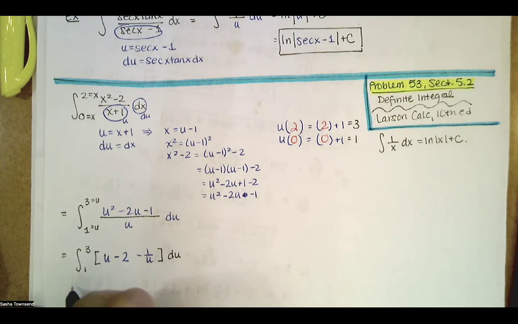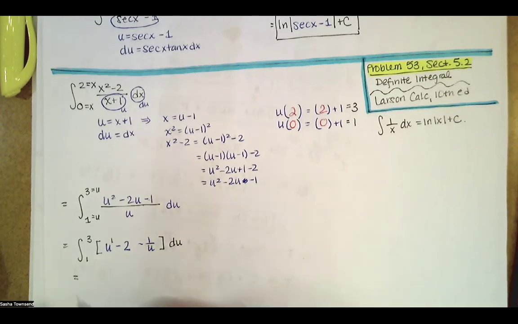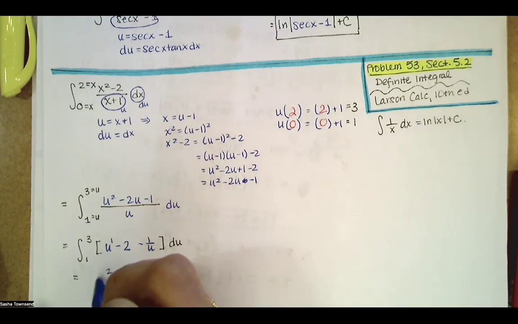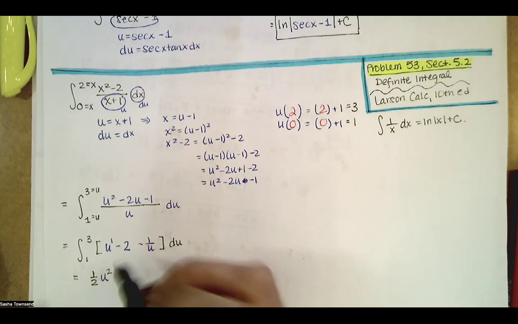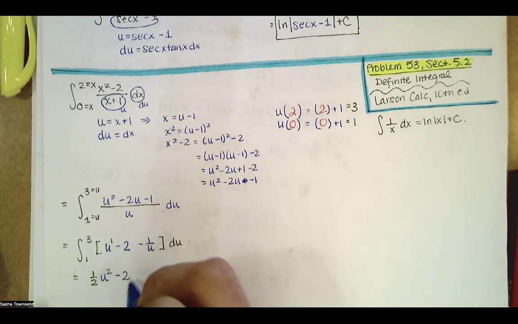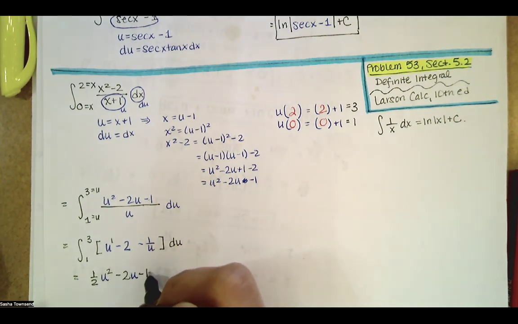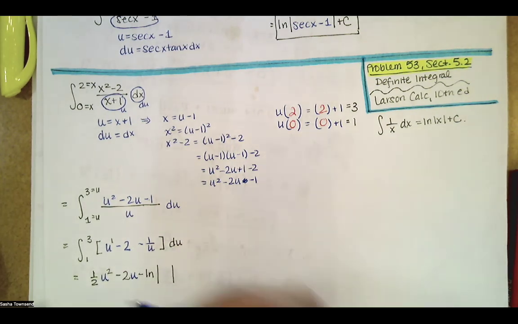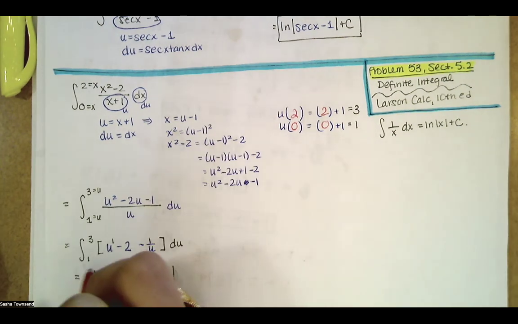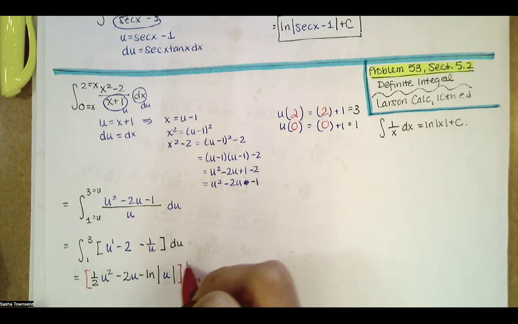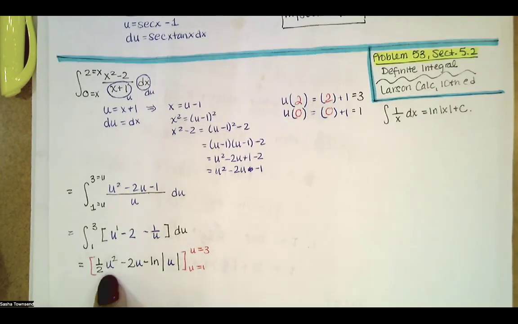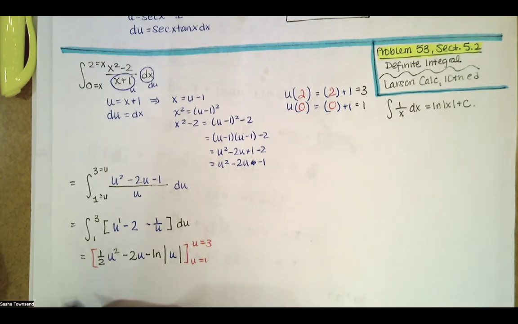So now we'll apply our basic rules. For this first one, we use the power rule. Add 1 to the exponent, so we'll get a u squared, and then divide by the new exponent. Dividing by 2 is the same as multiplying by 1/2. The antiderivative of a constant with respect to u is that constant times your variable, which is u. And then we subtract the antiderivative of 1 over u, which is natural log of the absolute value of u. And then we evaluate this from u equals 1 to u equals 3. That means we substitute in 3, we substitute in 1, and then we subtract by the fundamental theorem of calculus.